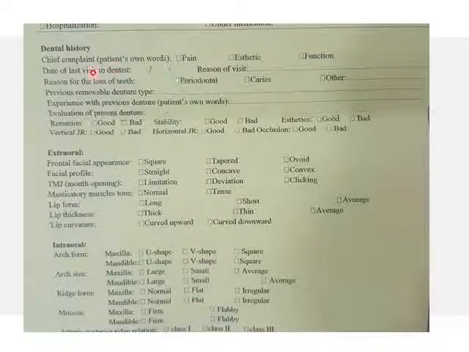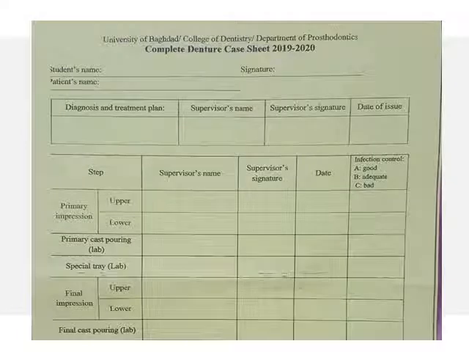This is another view for the case sheet of the patient. This is the case sheet that represents the steps of complete denture construction with its details. Start with the student name, patient name, diagnosis and treatment plan, the supervisor name, supervisor signature, date of visits.